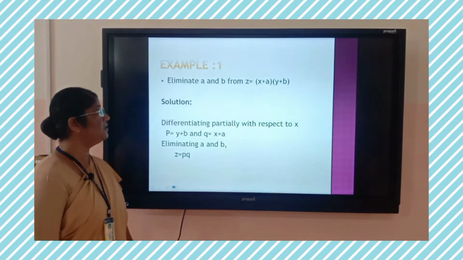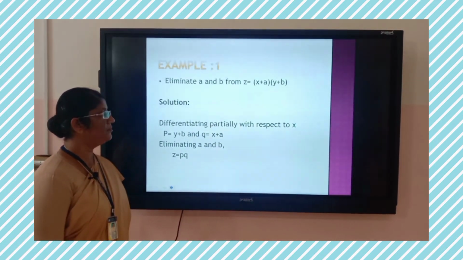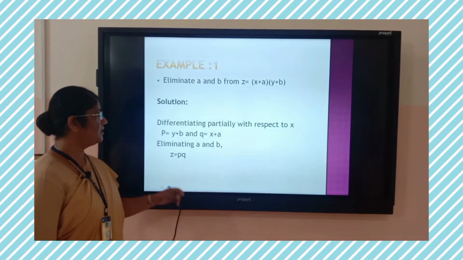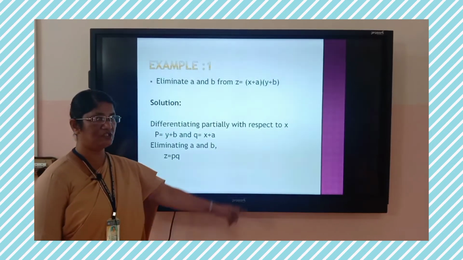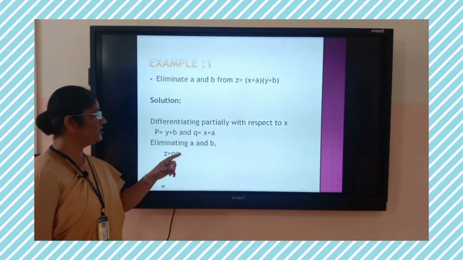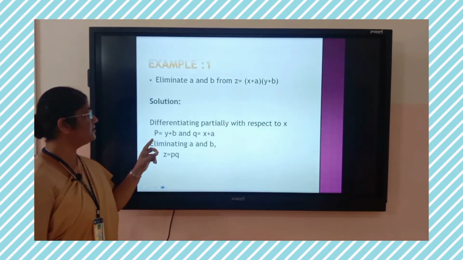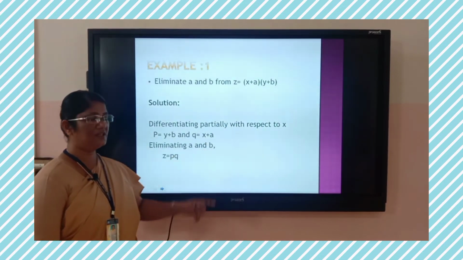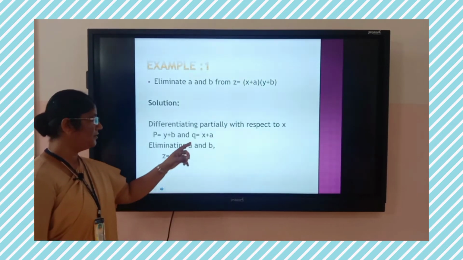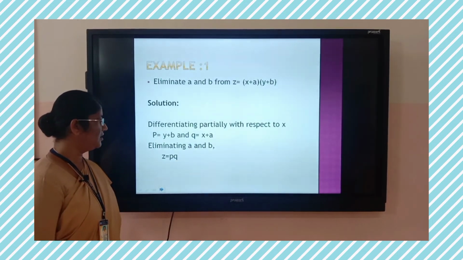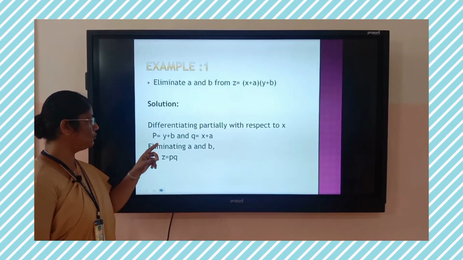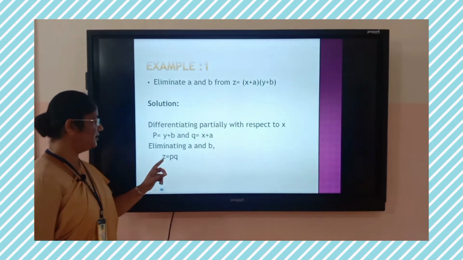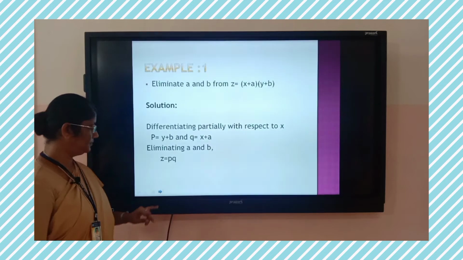The first example, eliminate a and b from z = (x + a)(y + b). So now we are going to differentiate partially with respect to x. When we differentiate partially with respect to x, we will get p = y + b. Then when we differentiate partially with respect to y in the given equation, we will get q = x + a. So when we substitute p = y + b, q = x + a in the given equation, we will get z = pq.